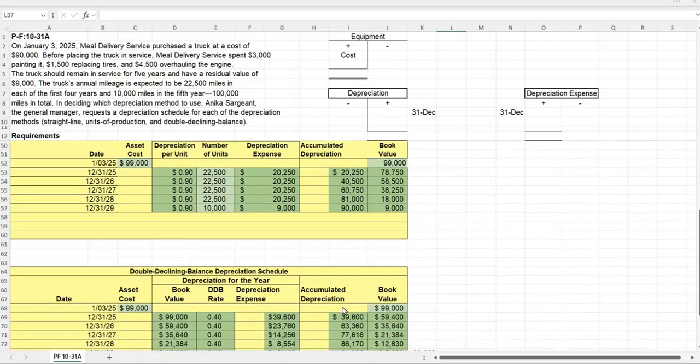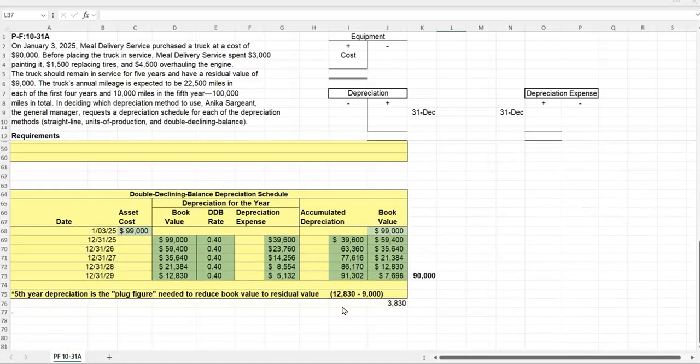The last method is double declining balance, twice the straight line rate. Okay, we don't take out residual value from the beginning. We still keep it, 9,000. We still keep it, but we don't use it in the calculation.